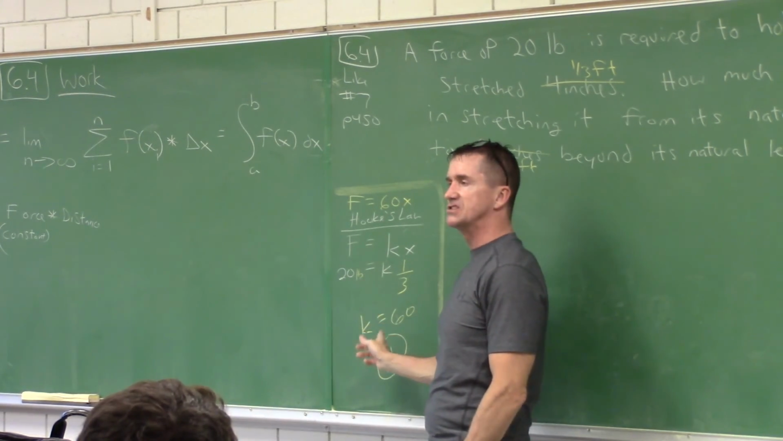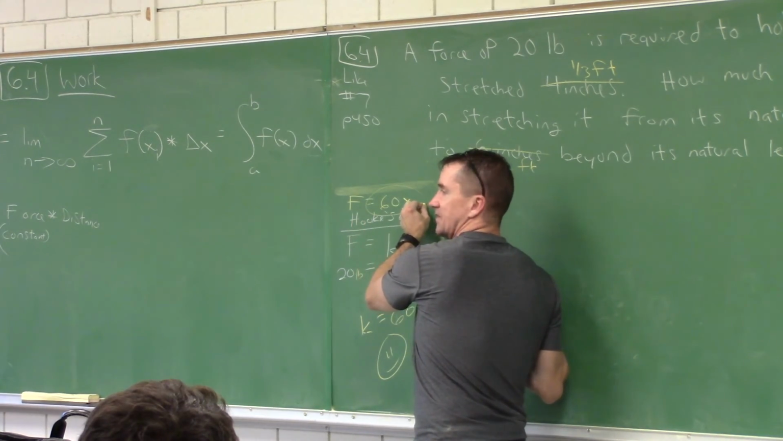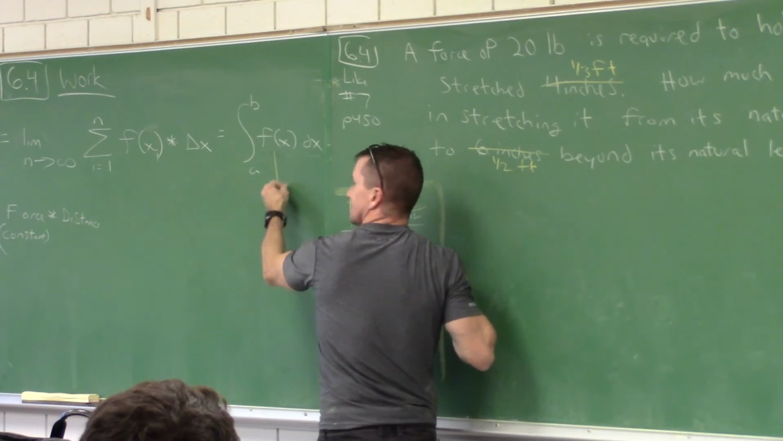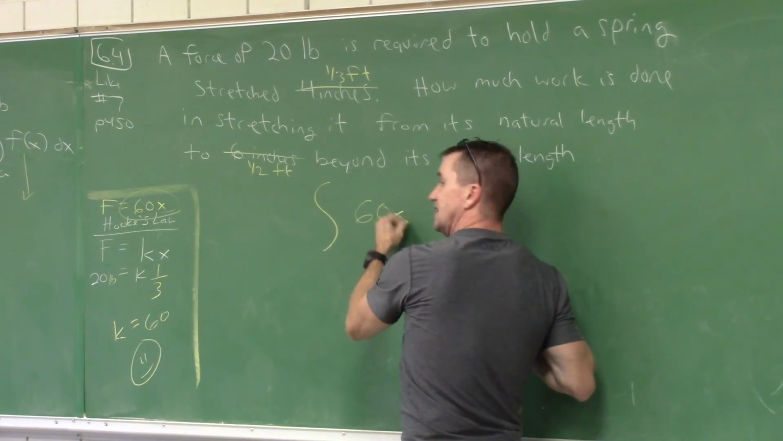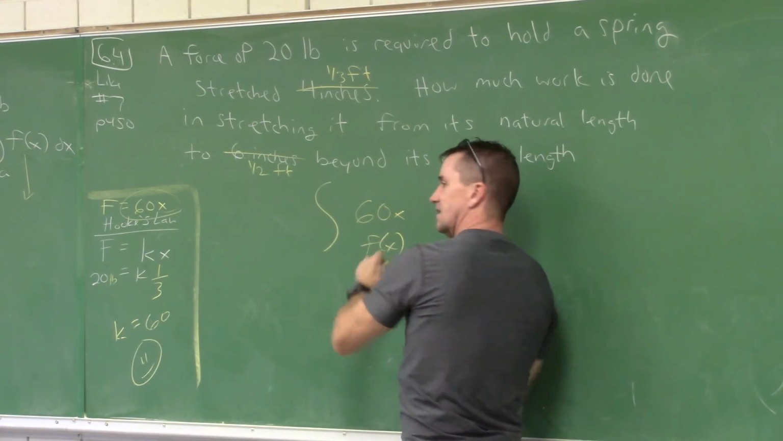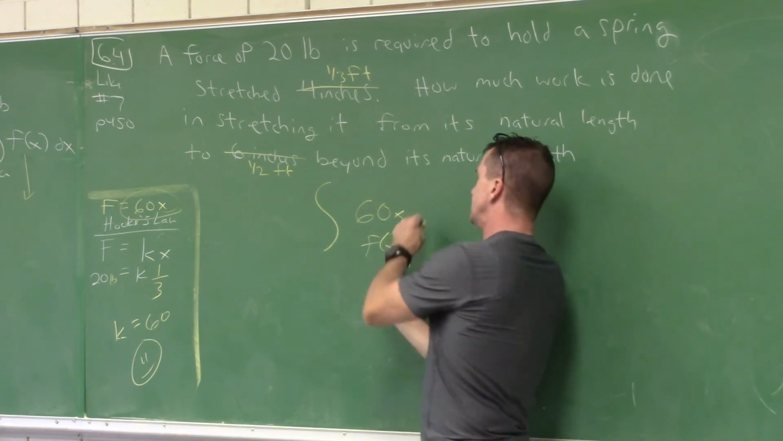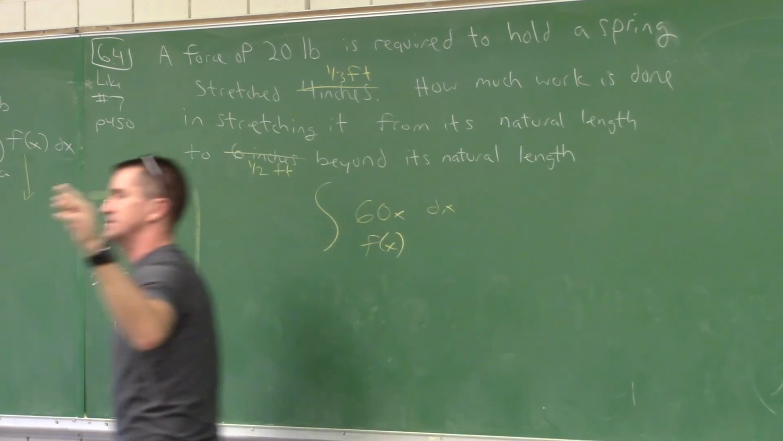But anyway, now, this is brilliant. We found the formula for f of x. What is f of x for this problem? 60x. We found this. That's my point. This problem's going to be easy. Set up an integral. What's the force function? 60x, that's your f of x. That's the force function, that spring function for this spring. dx. But now, what are the limits? Look at the question, read the next sentence.